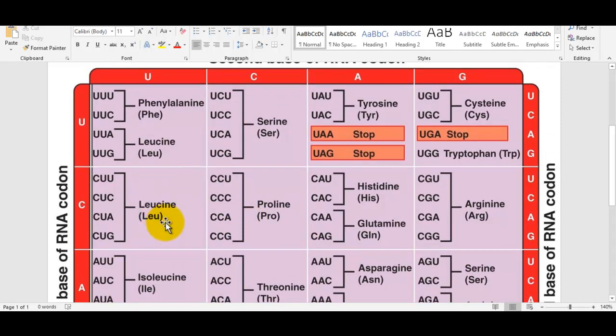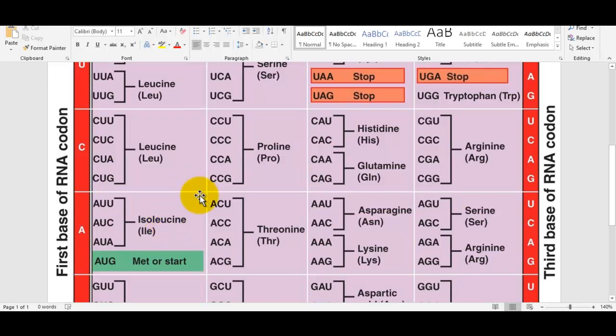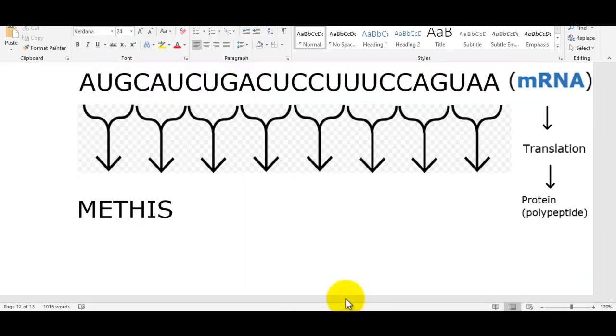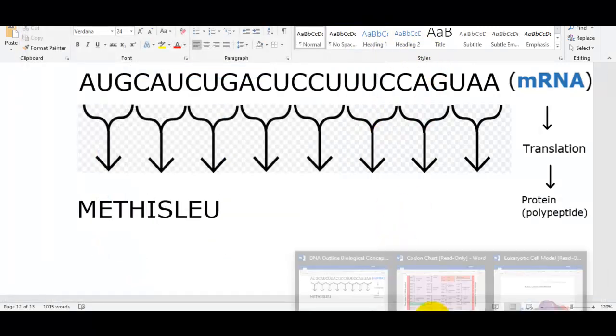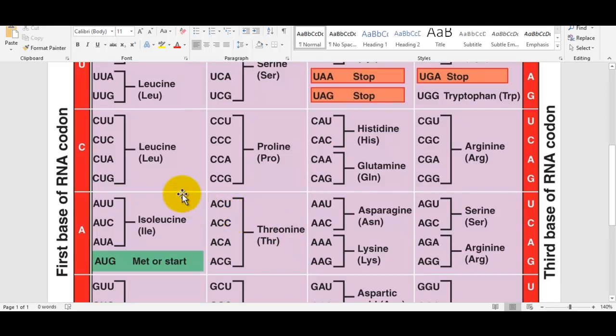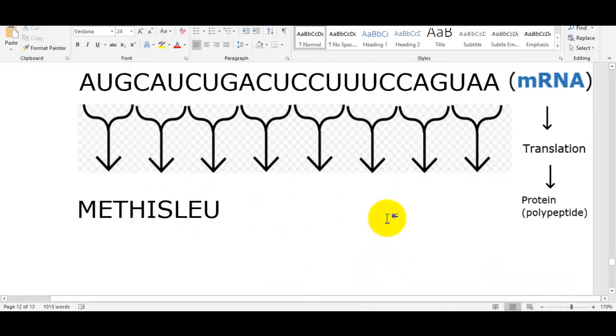CUG, leucine, LEU. What are the next three? And you would do this for the entire thing. So you would then go in and fill out the corresponding, put the correct amino acid depending on what the codon is.